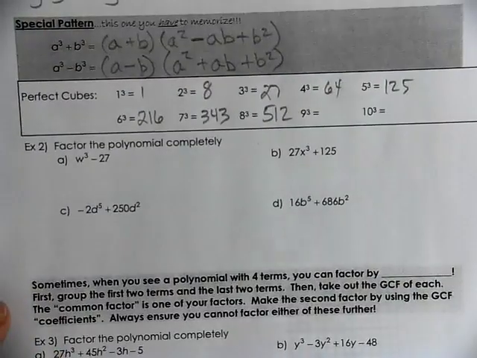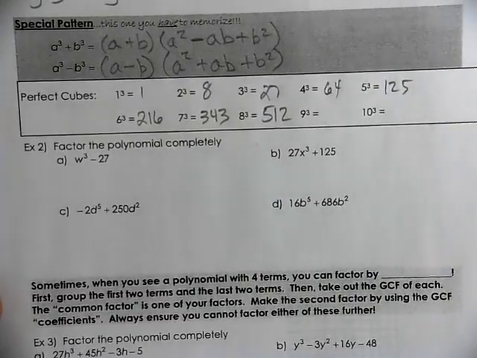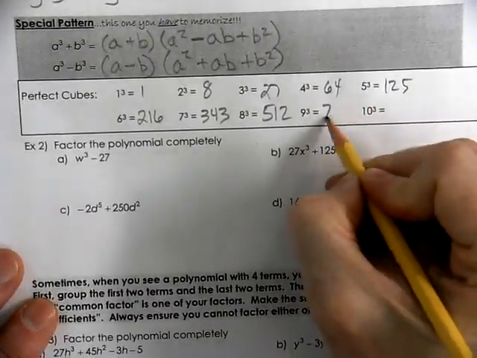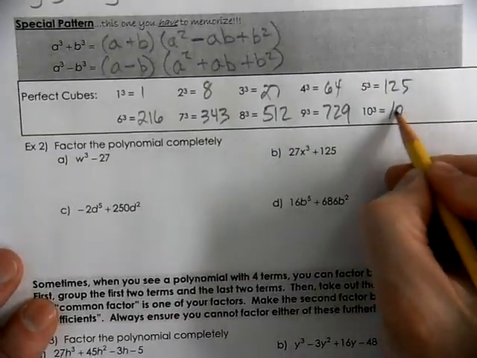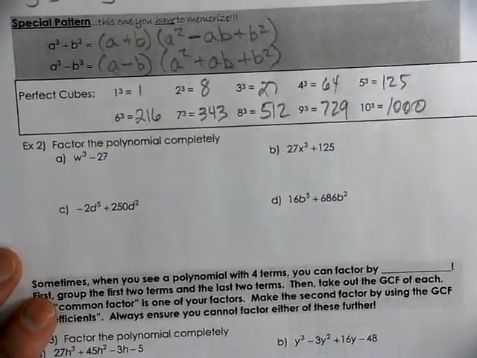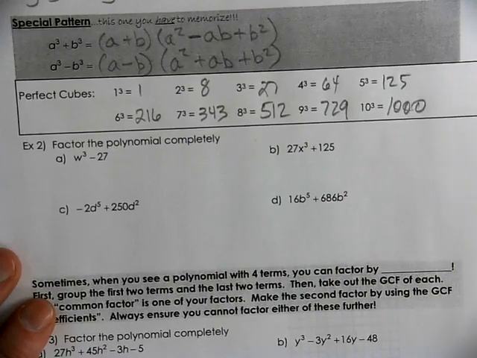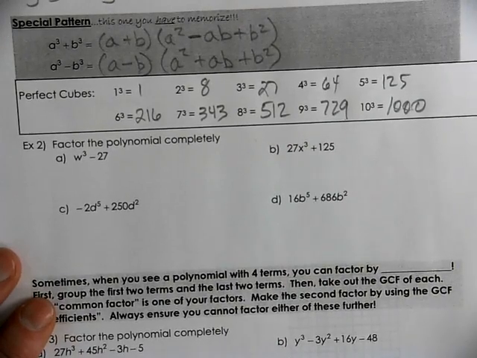512 is 8 times 8 times 8. 729. And then of course 1000. Those are your very popular ones, ones you could expect to see.